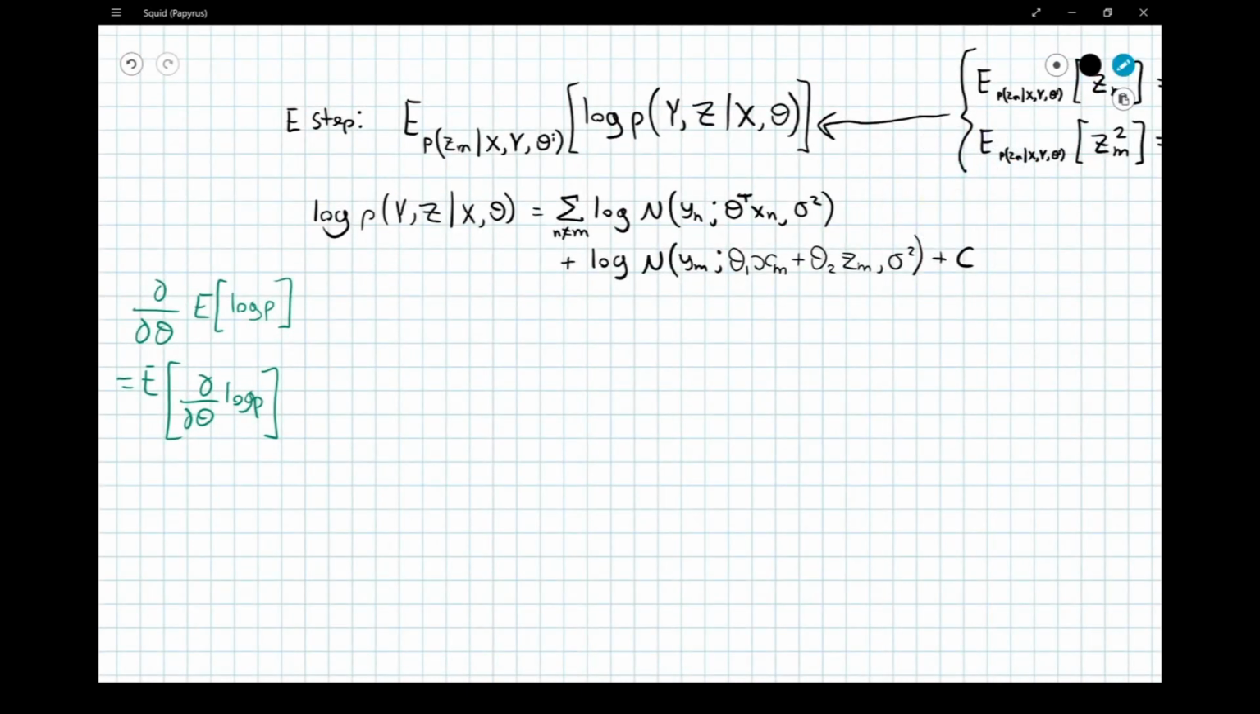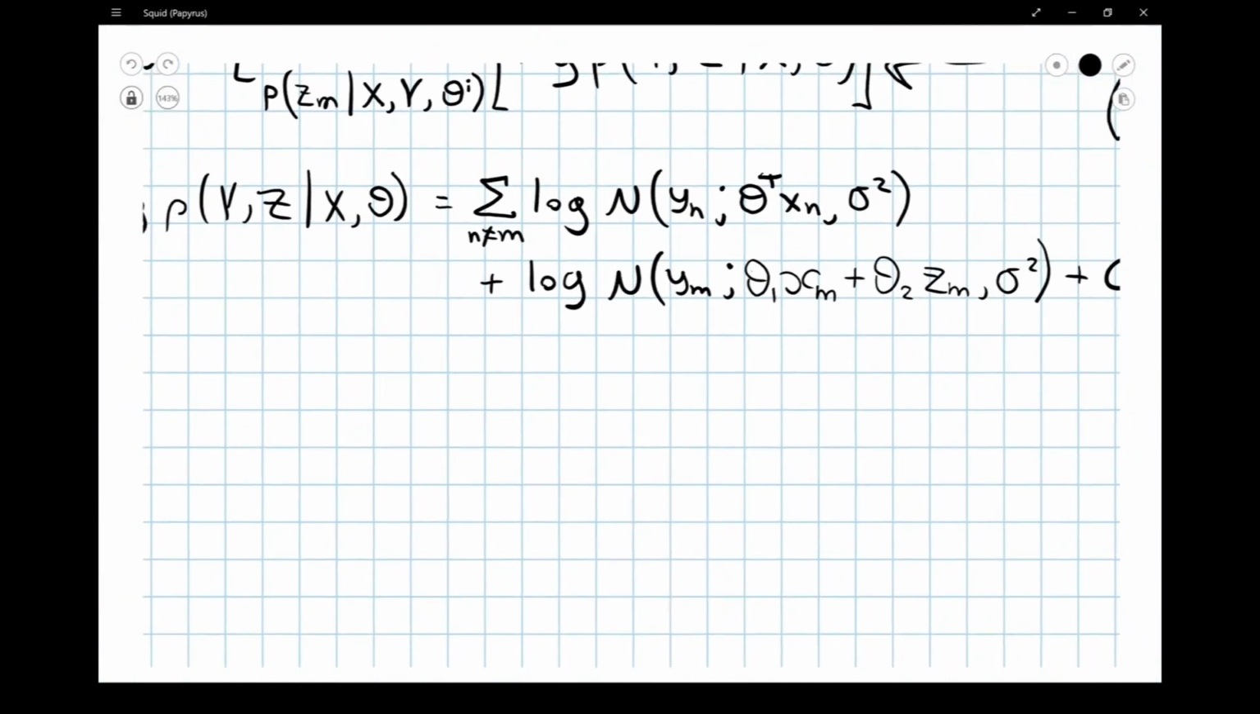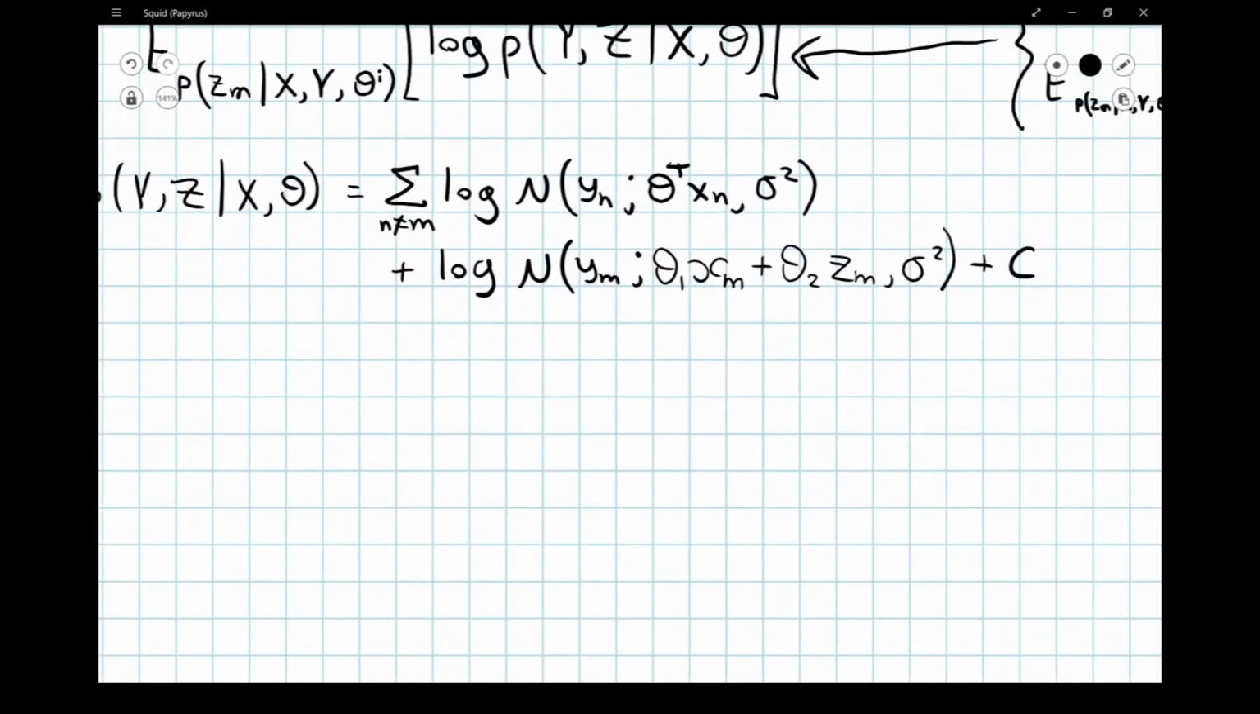Okay, so we have our log p here, and we're going to start off by just expanding out this stuff. We know we're going to differentiate with respect to theta, so we only need to keep things that are a function of theta. Everything else is going to get absorbed into this constant, which will then disappear when we differentiate. So this log p, our joint log likelihood, is equal to, we start this summation for n not equal to m.